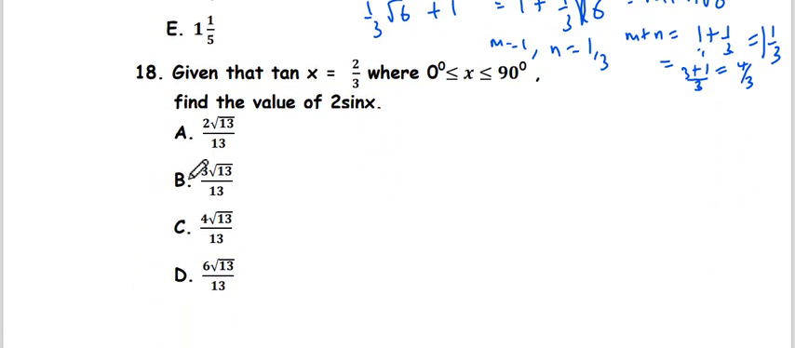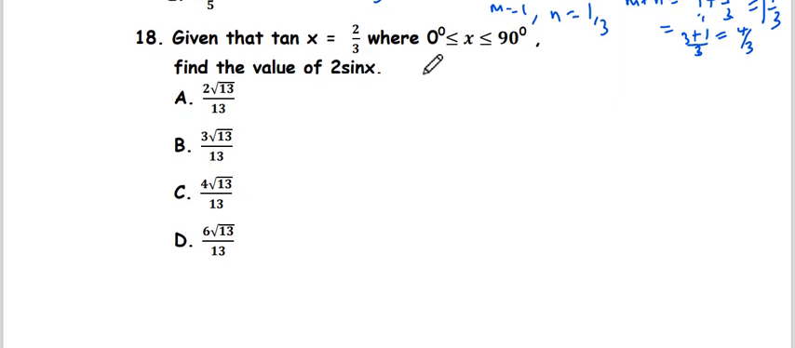Number 18, given that tan x is equal to 2 over 3, where 0 degrees is less than or equal to x less than or equal to 90, find the value of 2 sin x. If tan x is equal to that, let's draw a right angle triangle. We only have two sides. Tan is opposite over adjacent. This is our opposite, this is our adjacent. So this is 2 over 3. So we need to get this third side.